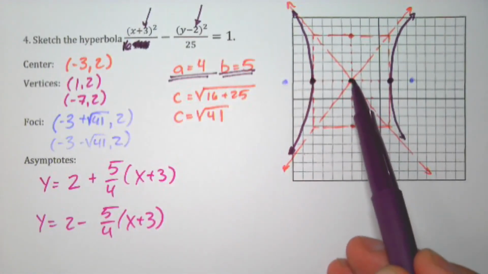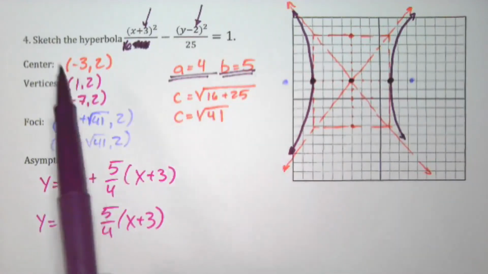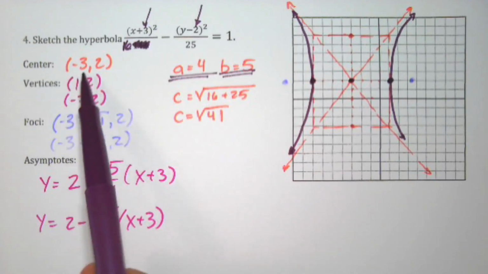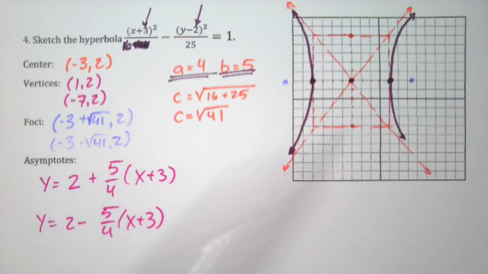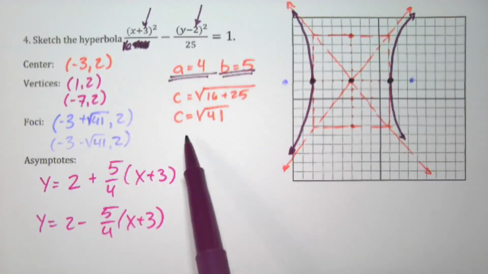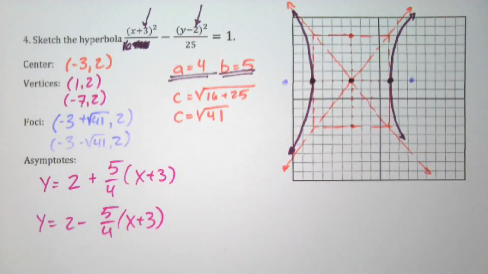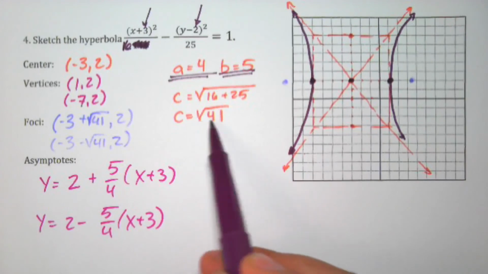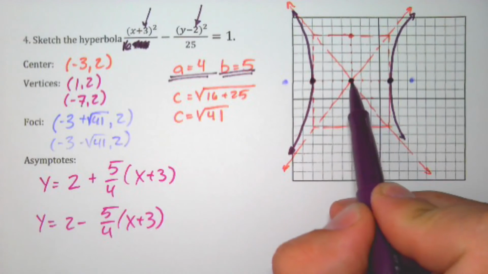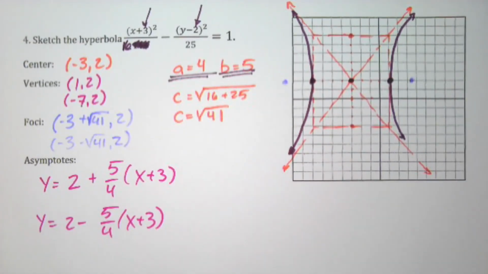So from the center out a, left and right from there give us our vertices. Well, if we go a shift of 4, we end up at -7, 2 to the left and 1, 2 to the right. Now with a and b, we can solve for c. We end up with square root 41 when we do that. Again, square root 41 is not the prettiest, but that's a shift of not quite 7, not quite 6, somewhere in between. So from that center to the right and to the left, square root 41 is about 6 and some change. So we have our 2 foci.